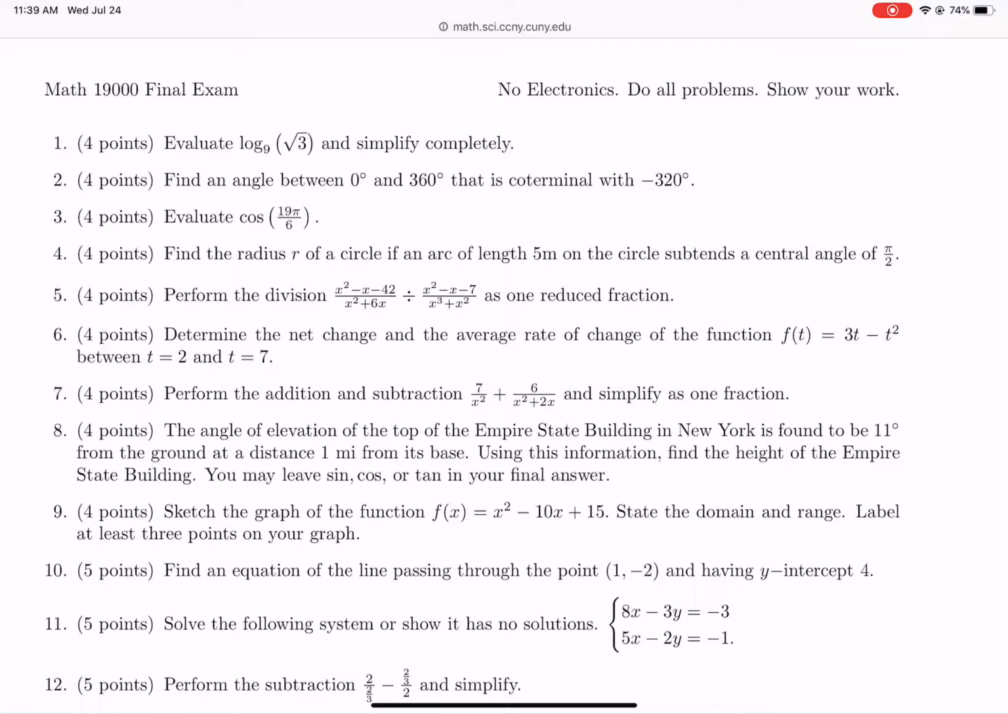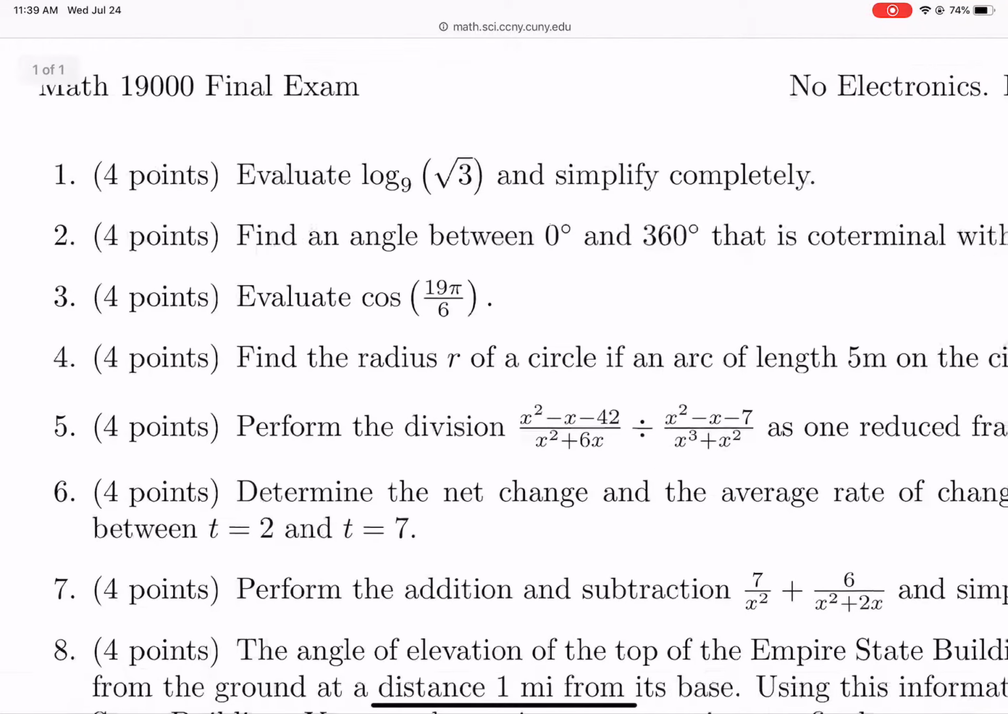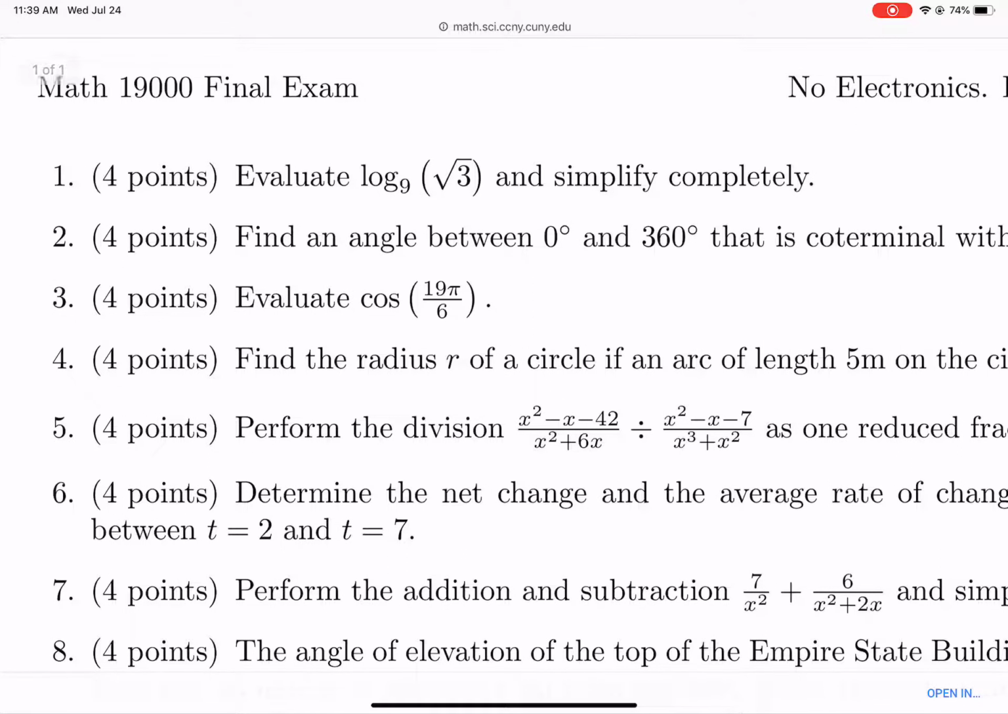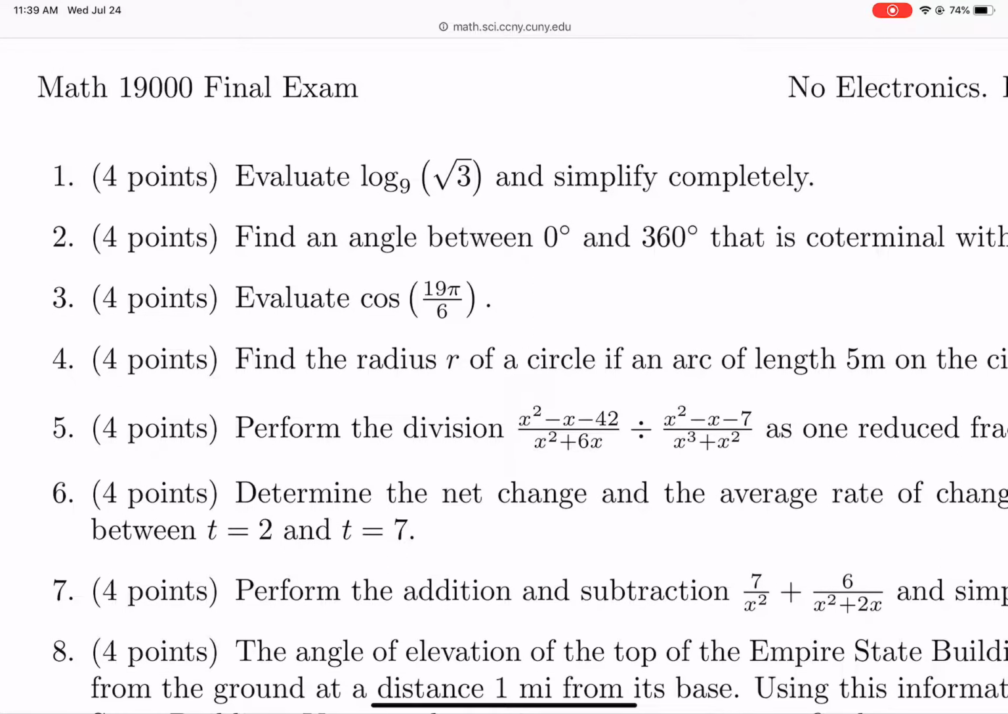So here, let's take a look at what we can do. Take a look at number one. Can we do number one? Yeah, we can. You make this equal to x, and then you try to figure it out. 9 to the x equals radical 3. 9 is 3 squared, right? So you have 3 squared to the x equals radical 3. But you can figure it out.